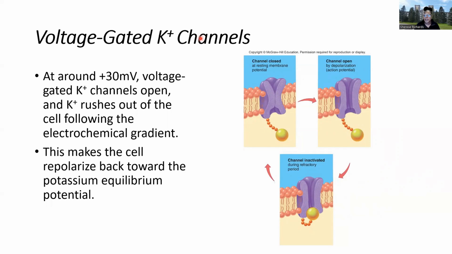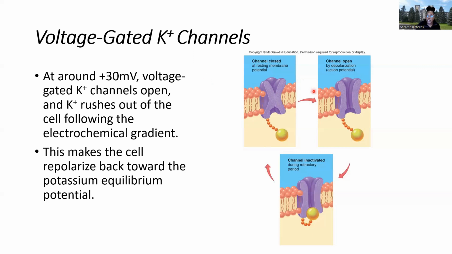Let's look at the voltage gated potassium channels. So at around positive 30 millivolts, the voltage gated potassium channels are going to open, and potassium is going to move according to its ECDF, which we know is out of the cell and weakly so, right? So when this channel opens up, potassium is going to move out of the cell. Okay, and again, it's going to be trying to approach its equilibrium potential. It will never actually reach that, but that is going to dictate the direction of its movement.